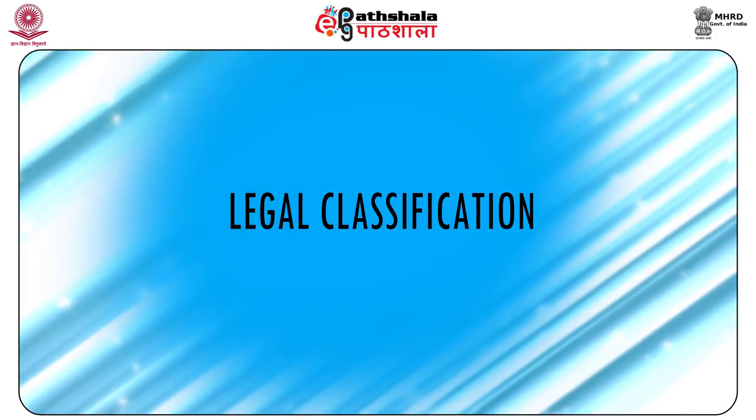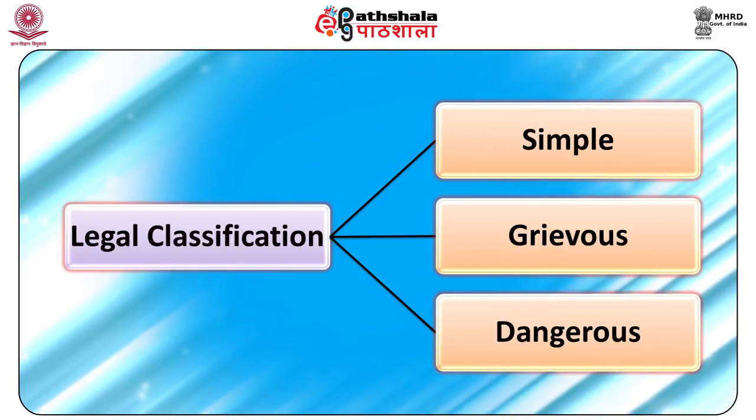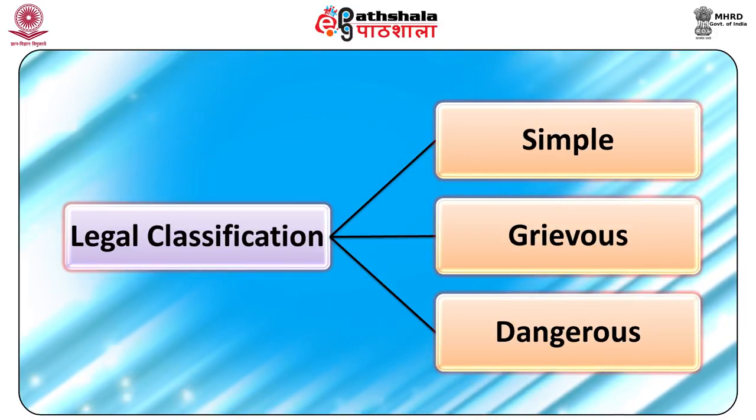Now, the second type of classification is the legal classification, what the court wants to know so that they can penalize according to the type of injury. Legally, the injuries are classified as three types: simple, grievous, or dangerous. Now, this is a bit tricky. Grievous injuries are defined under section 320 IPC, which has 8 specific clauses that will be dealt with separately. Then dangerous injuries are otherwise an extension of the 8th clause of the grievous injuries.